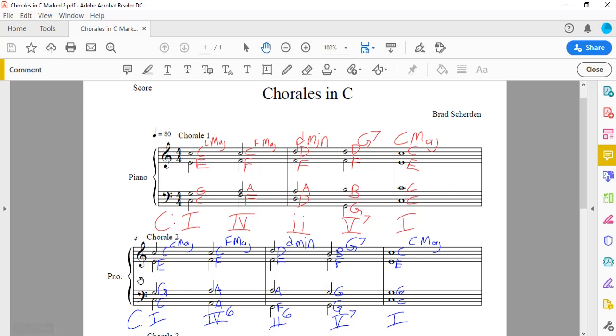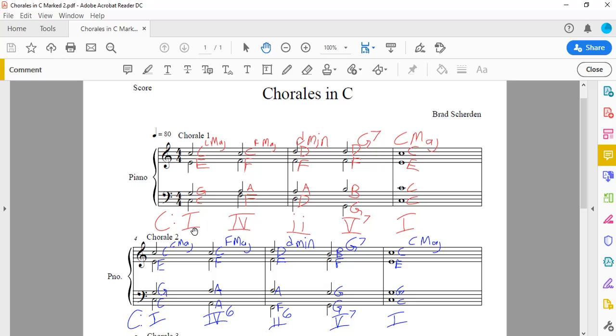So you can see here that I have my copy of the PDF with chorales 1 and 2 marked up. Let's just talk about this real quick. These are both chorales that are in C major. To show that they are in C major, we wrote a capital C underneath the staff with a colon. And what that means in music theory is this is in C major.